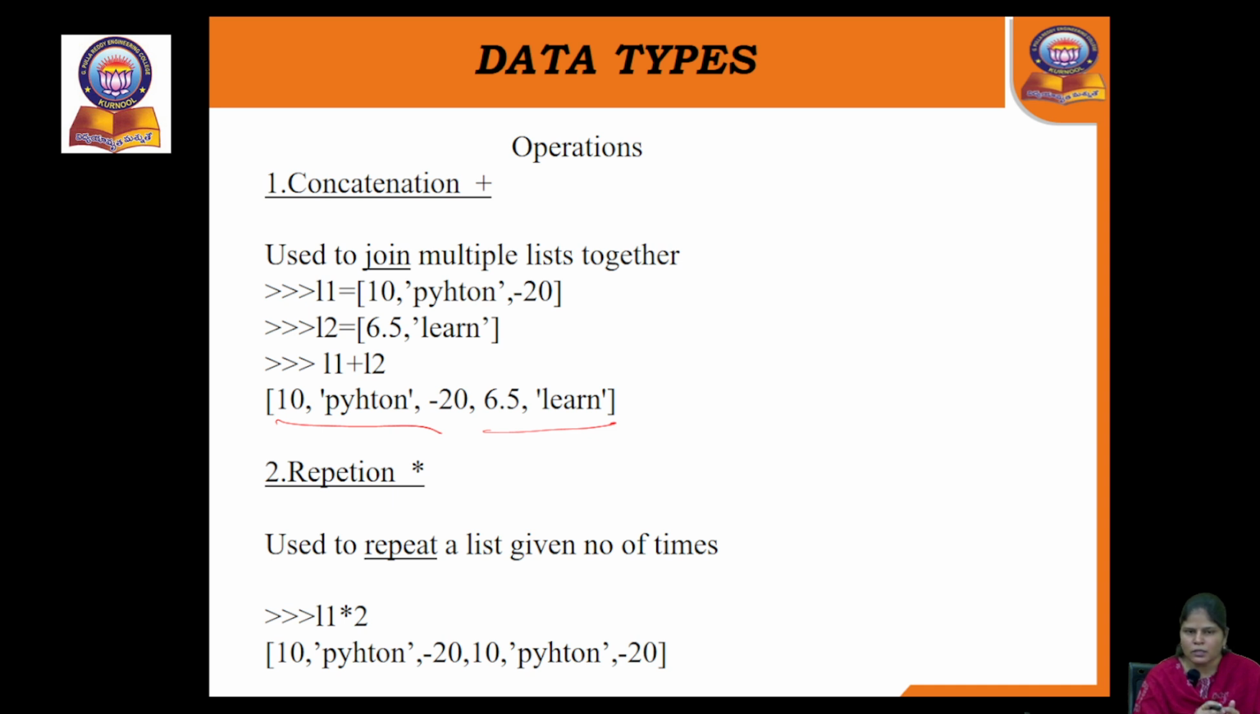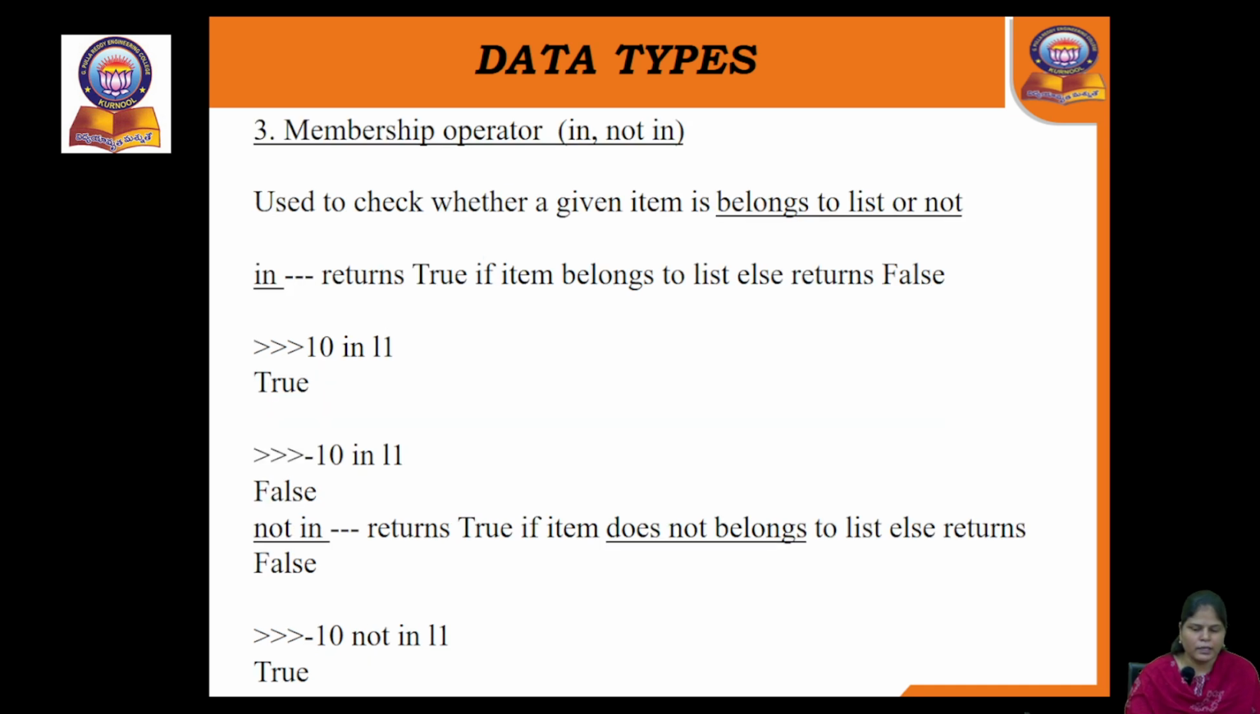And for repetition, the elements in the list will be repeated. So if you mention times 2, the elements will be repeated twice. If you mention times 8, the elements will be repeated eight times, like that. So if you want to make the list larger, bigger, by repetition of the same elements, in such a case this repetition operator will help.